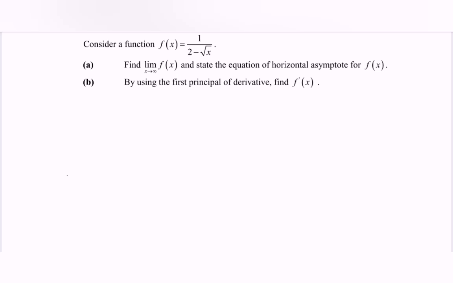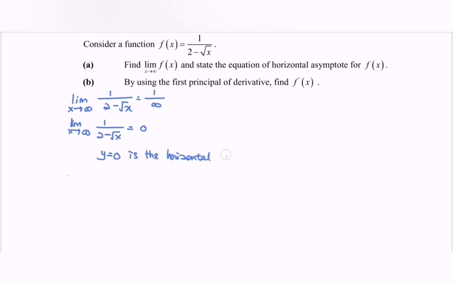for the function f(x). So we have the limit when x approaches positive infinity of 1 over 2 minus the square root of x. If we substitute, we will have 1 over infinity. As we all know, the limit when x approaches infinity for the function is 1 over infinity. Actually, the value of y is approaching 0. And from here, we can say that y equals 0 is the horizontal asymptote.